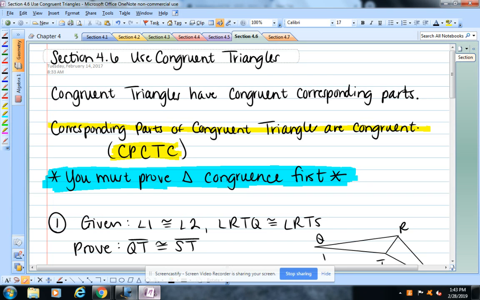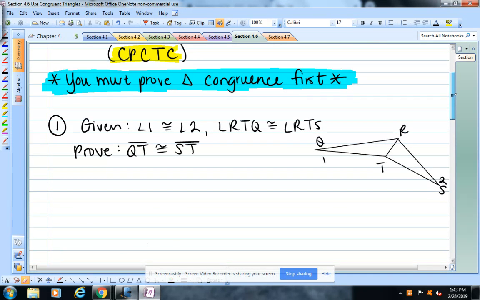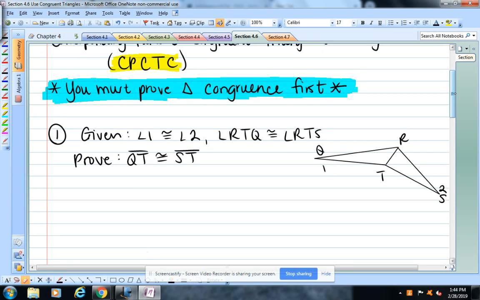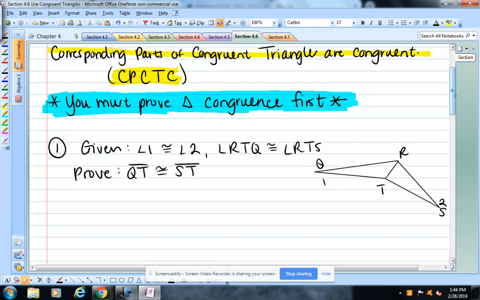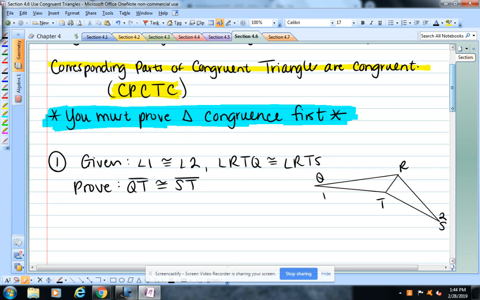Okay? So, it says right there, what's highlighted in blue is very important. You must prove that triangles are congruent first before you can say CPCTC. So you're going to have to use one of those 5 ways to say the triangles are congruent. And if so, then you can say either certain angles or certain sides are congruent using CPCTC. You should have already written it. Sorry. There we go. Corresponding parts of congruent triangles are congruent.